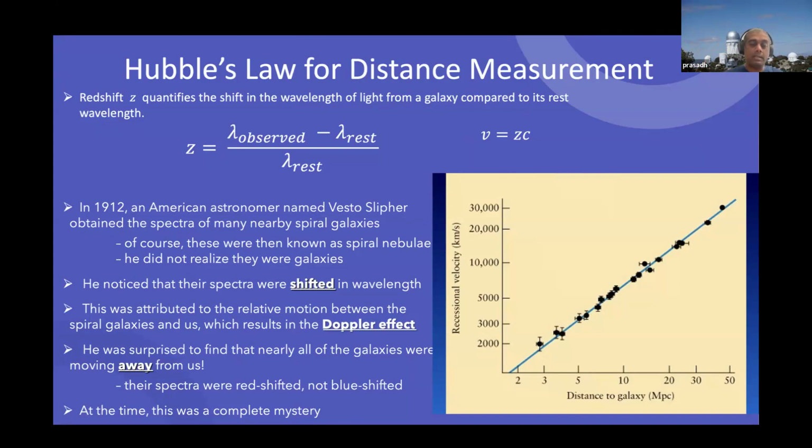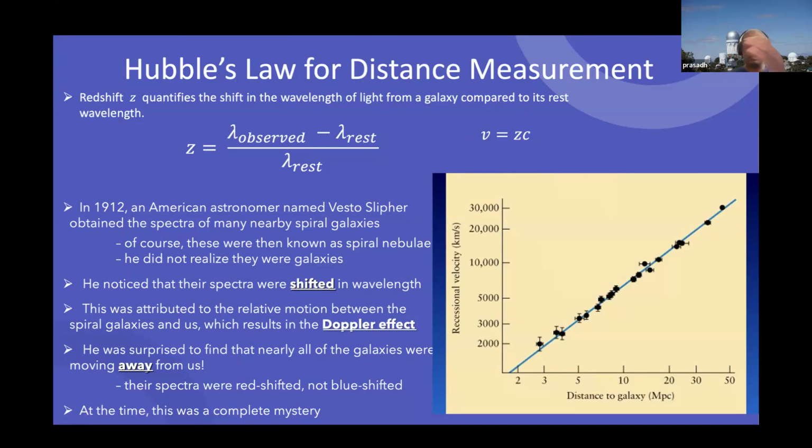And interestingly, what he found is that when a particular galaxy is far away from us, it moves faster away from us. So that's what this particular relationship tells you, and it seems like it's a really linear relationship at that time. And he can actually find a constant from the gradient of this graph, which was later named the Hubble constant.